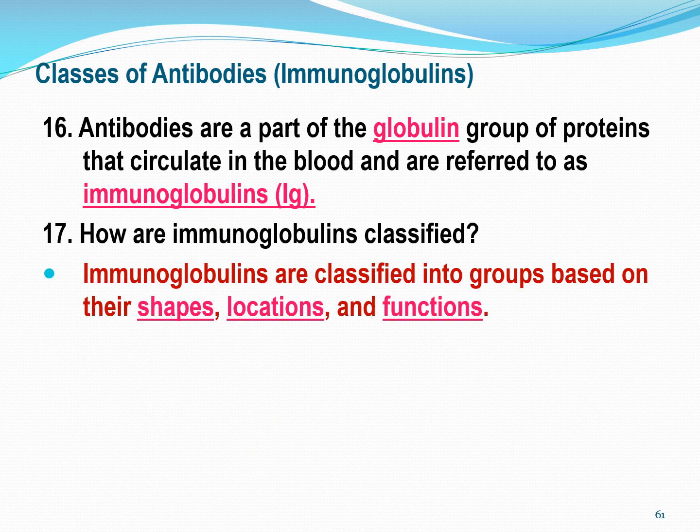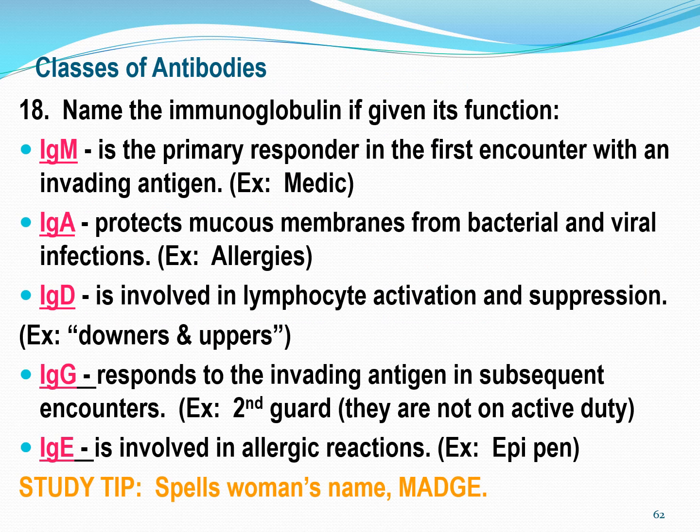Remember, we're going to talk about the classes of antibodies or immunoglobulins, right? Antibodies are part of the globulin group of proteins that circulate in the blood and are referred to as immunoglobulins, Ig, right? How are immunoglobulins classified? They are classified into groups based on their shape, locations, and functions. So make sure you understand that they're classified by these three groups. So now we're going to go over each immunoglobulin because Ig is the immunoglobulin, right?